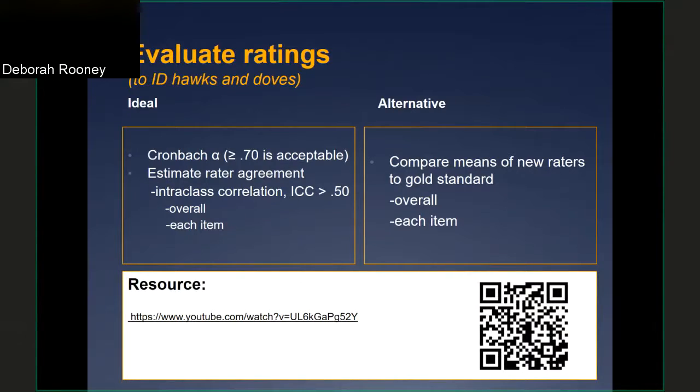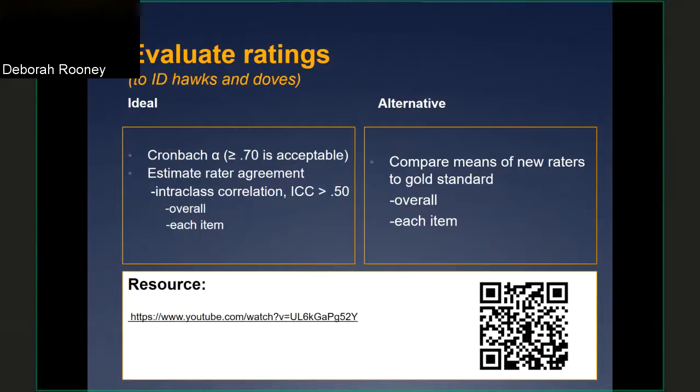Anything equal or greater than 0.7 is considered acceptable. We also would like to see rater agreement through intraclass correlation, which over 0.5 is considered acceptable. And I'd like to see that if we have enough ratings and if we have enough items on a scale. Do that for overall, and then given propensity of data, I'd like to do it for each item. Sometimes we cannot do it for each item because the amount of data is limited.